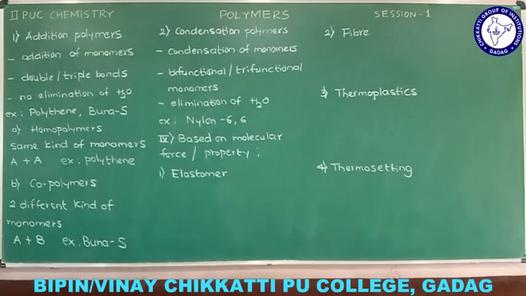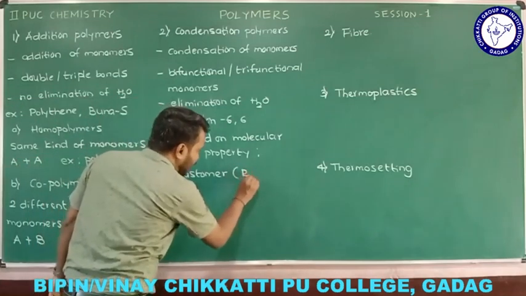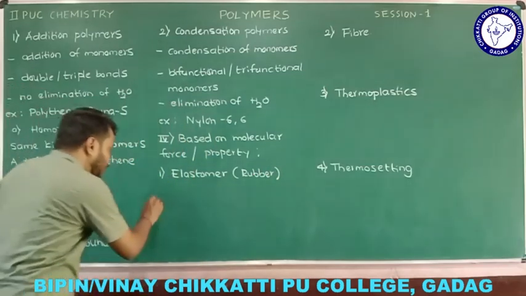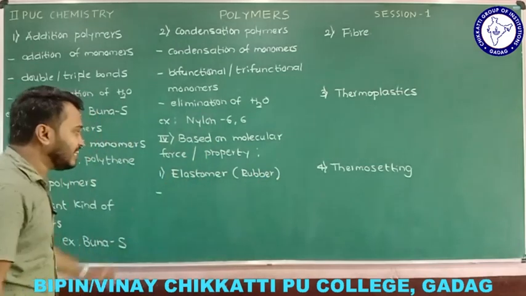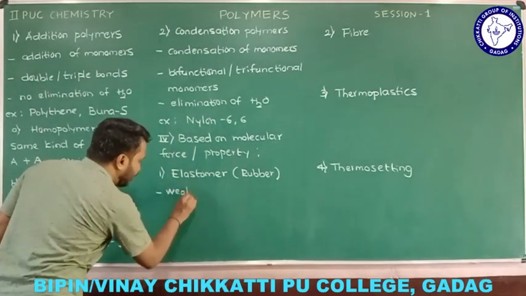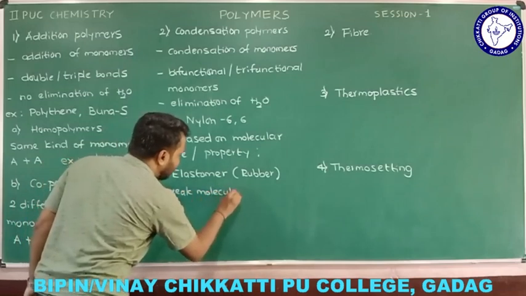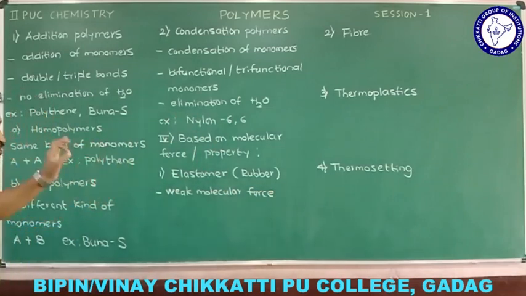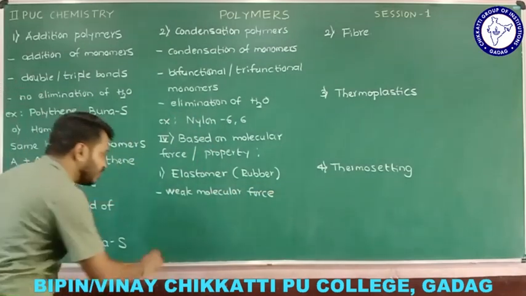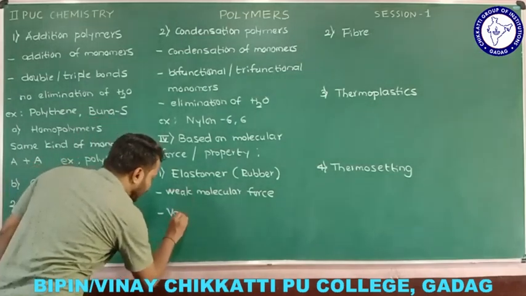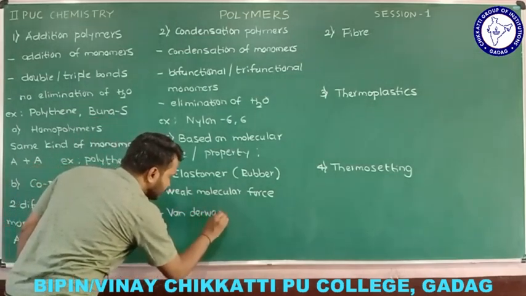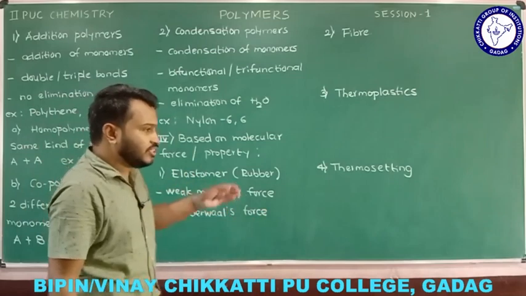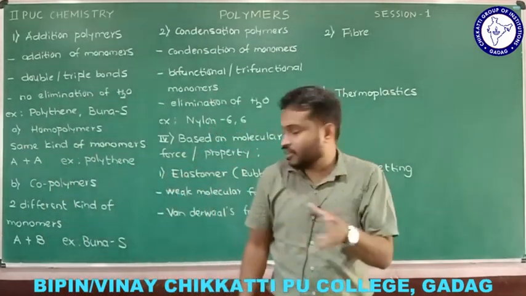So the first one I am going to talk about is elastomers. Try to know elastomers, you can call them rubber also, both are the same, elastomers or rubbers. So I told you that this is based on molecular force only. In this case there will be weak molecular force. You try to know that one. In case of elastomer, the kind of molecular force is weak, and we know the weak molecular force will be van der Waals force. So van der Waals force of attraction, and I hope you remember van der Waals force is one of the weakest forces that can exist here.